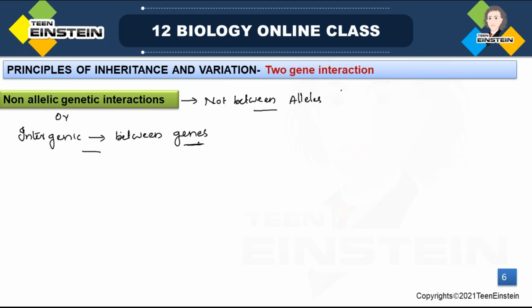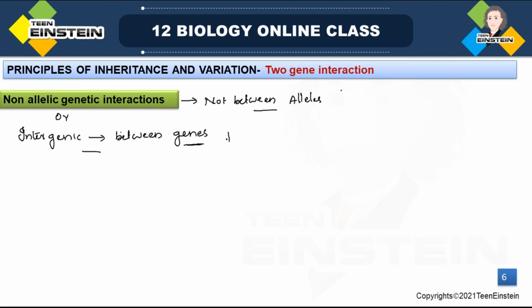So these are the interactions between genes which are located at different loci. It may not be in the same locus. Sometimes it may not be on the same locus, or on the same chromosome, or it may be on different chromosomes. There are several chances. All these interactions will take place. So due to this non-allelic genetic interaction, each type of interaction gives a different ratio.